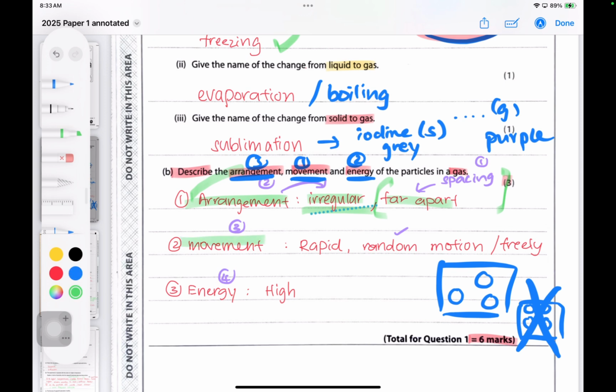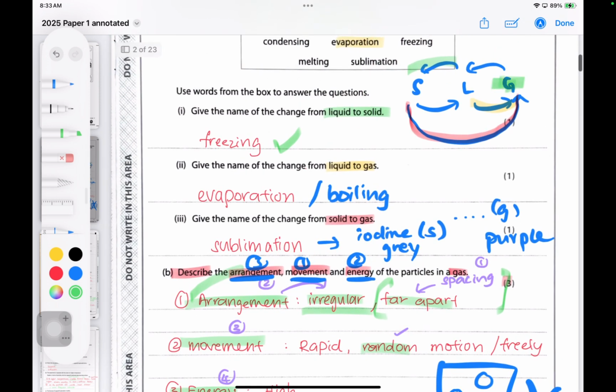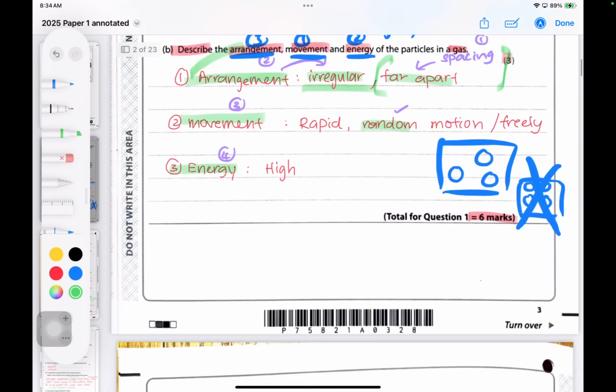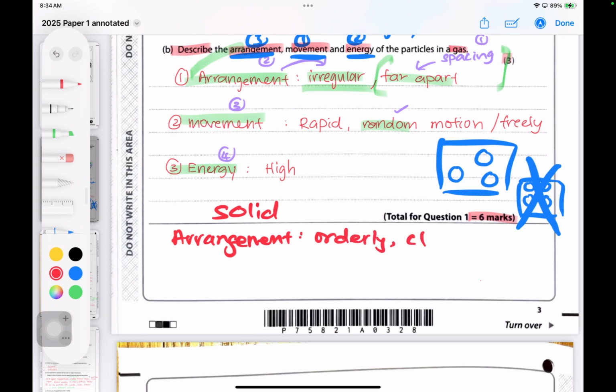Next, you're going to look into movement. How does a gas particle move? The movement is always random. You cannot predict the movements and the direction in which it moves, and the energy is very high. So gas is on the opposite spectrum, really high in energy, from solid. Now solid, let's just take a moment to recap solid. Okay, so solid arrangement. What are the keywords for solid arrangement? It is orderly and closely packed.